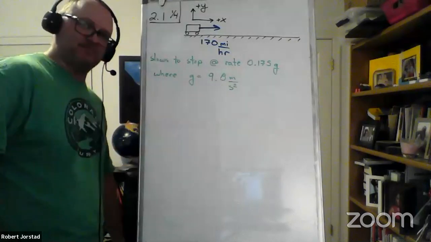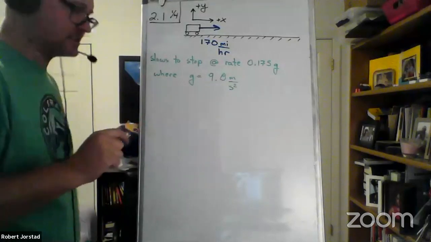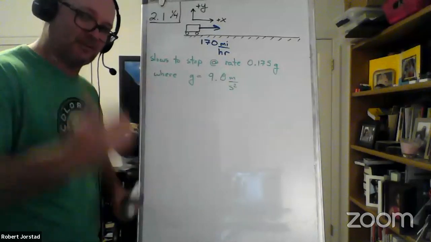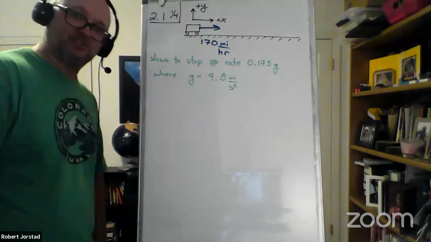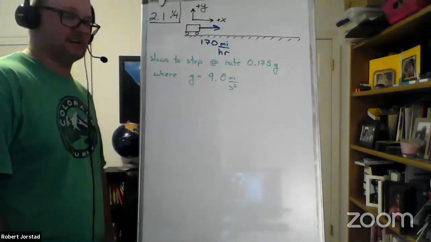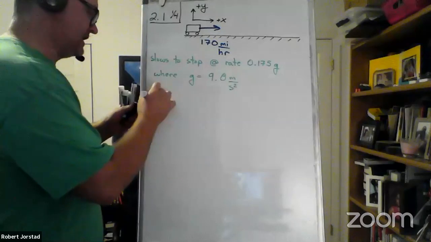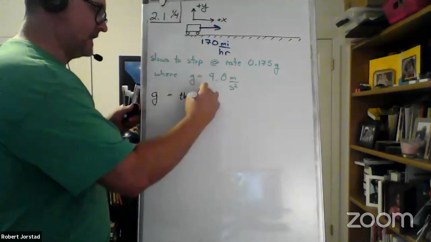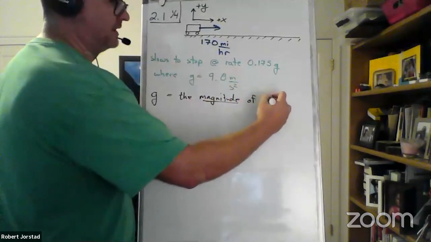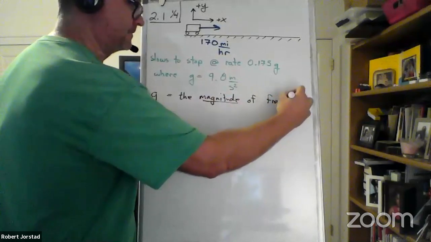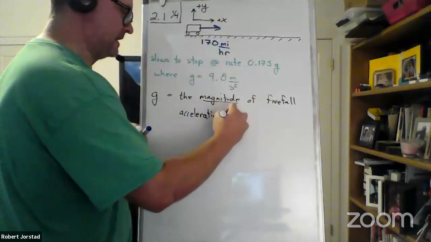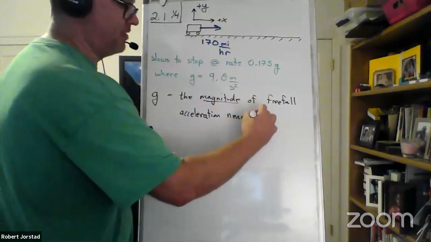Now, one of the things that drives me crazy is students that come in that have had a tiny bit of physics and they say G is gravity. The answer to question A is G is not gravity. Okay? G is not the acceleration due to gravity. G is this official statement. G is the magnitude of free fall acceleration near the Earth's surface. And no one is ever going to say all that.